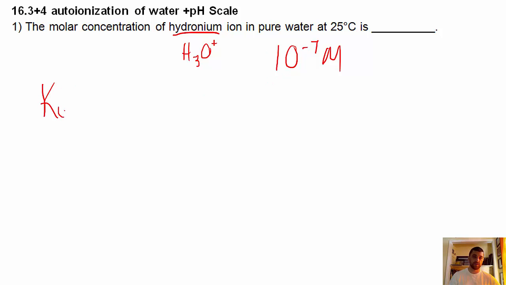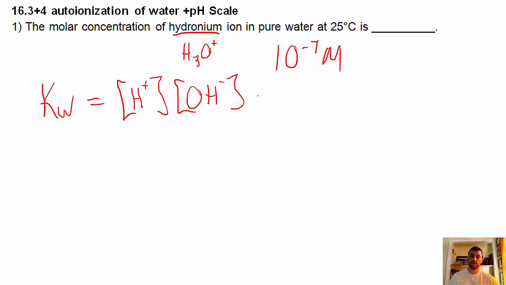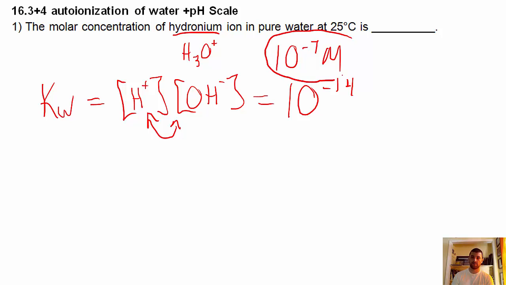You got to remember that the Kw for water is the H plus or hydronium ion concentration times the concentration of the OH minus. At neutral pH 7, that Kw at that temperature is 10 to the minus 14. If those two things have to equal each other, then it's got to be 10 to the minus 7 molar for each of those things.